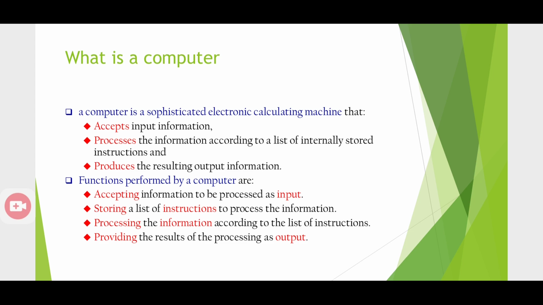Okay, so the main functions performed by computers are accepting, storing, processing, and providing results. Accepting information is done by the input unit, storing the data and instructions is done by the memory unit, processing that information is done by the central processing unit, and providing the result is done by the output unit. Hope you understood. So, what is a computer and what is the structure of a computer?